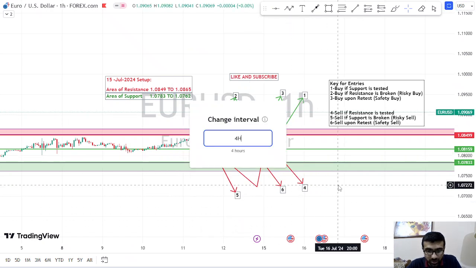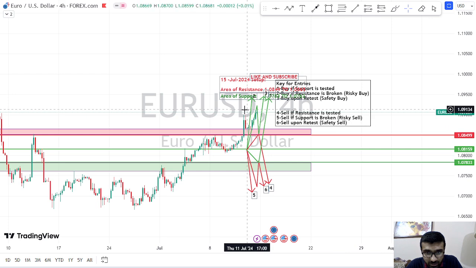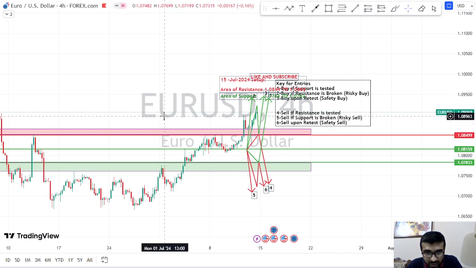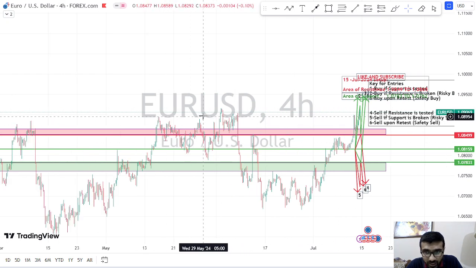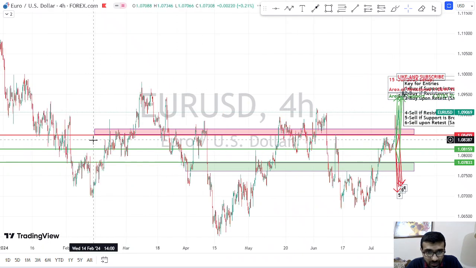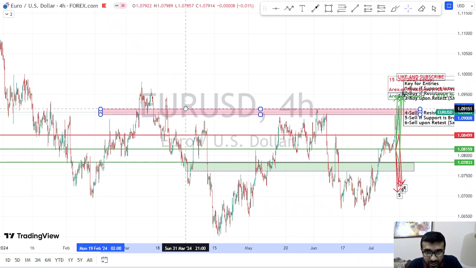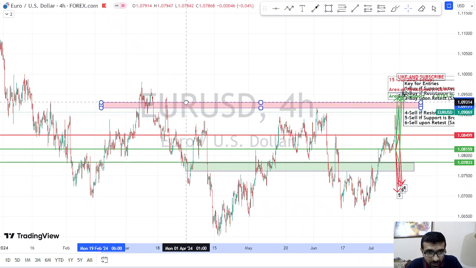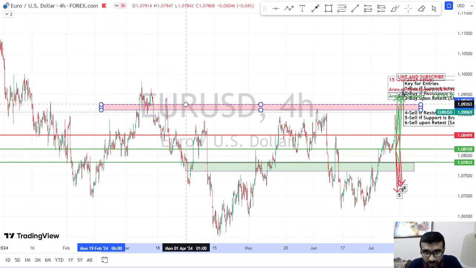Okay, so let us go to the 4-hour chart. As you guys can see, market has closed with several green candles over here. And now market is going to react from this area. Okay, and whether this area has been respected before or not, we will have to find out for ourselves.